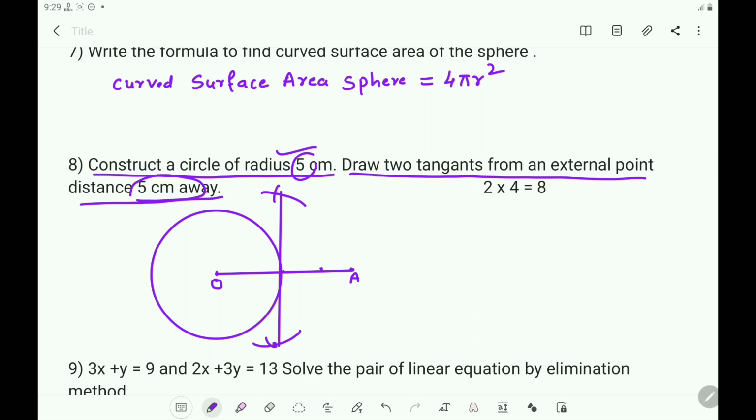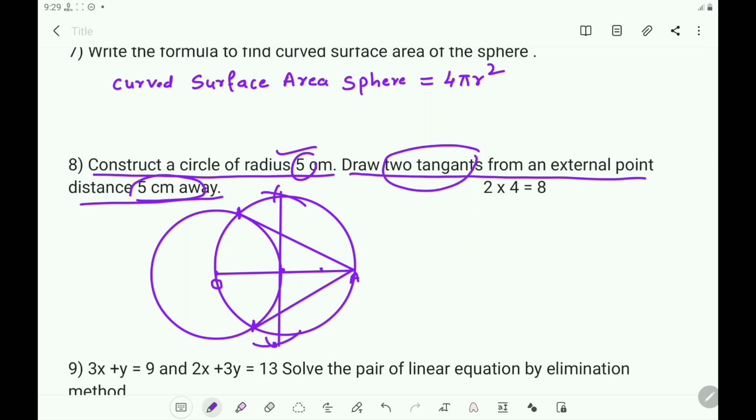Now here you got the midpoint. Then you draw the circle with this OA as a diameter, taking this as a center. And here you got 2 points. Join this point to A, you got one tangent. Again, join this point to A, you got the other tangent. So you got 2 tangents from the external point A. This is the method of construction.